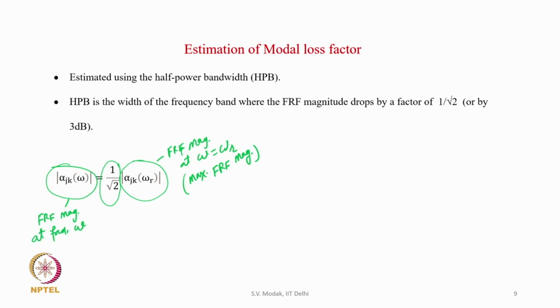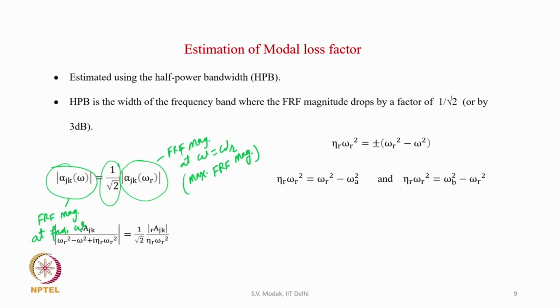So, using this equation, we can substitute on the left hand side the expression for the FRF based on the rth mode contribution, and on the right hand side we have the FRF magnitude at omega equal to omega r. If you solve this equation, we get the expression eta r omega r square equal to plus minus omega r square minus omega square. This equation needs to be solved for omega to get the estimates of half power points. There would be two roots of this equation, and let us represent those roots by omega a and omega b. Those will be the half power points.